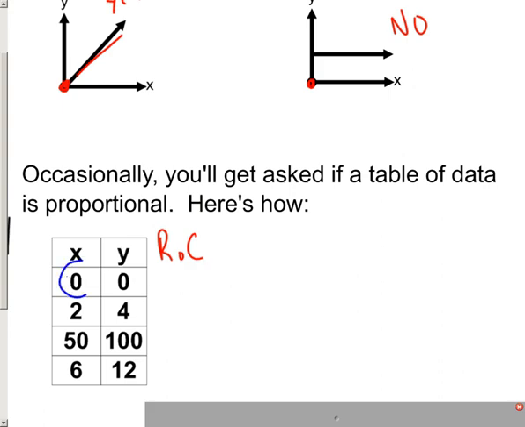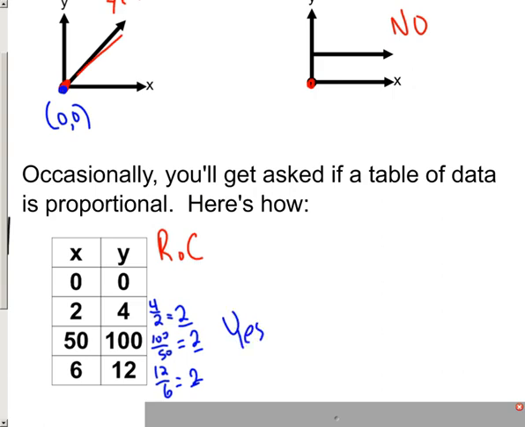Now, you do remember I said don't worry about the origin. So that 0, 0, just skip that if you ever see it in a table, because that means it's right here. And we don't want to do that because 0 divided by 0 is an error, and that doesn't help us. But what I do see here is 4 divided by 2 is 2. 100 divided by 50 is 2. And 12 divided by 6 is 2. So since my rate of change is the same all the way down, I would say yes, it's proportional.